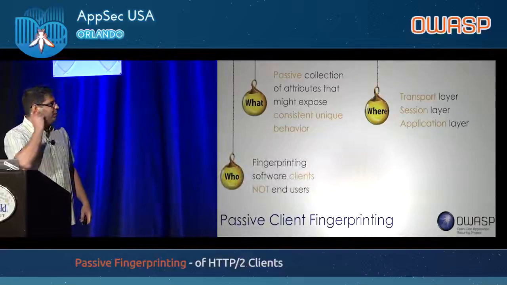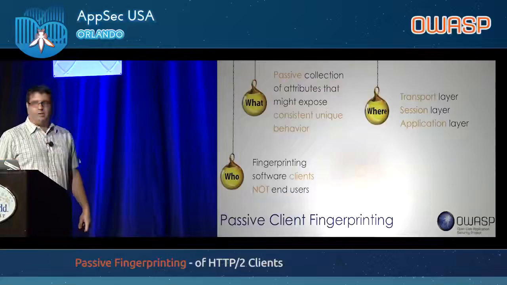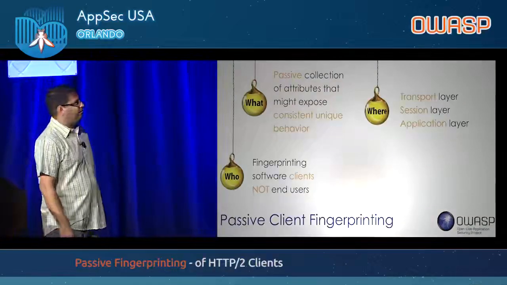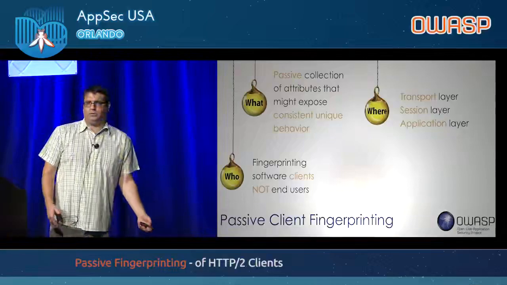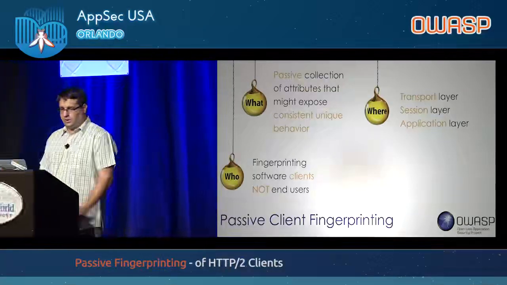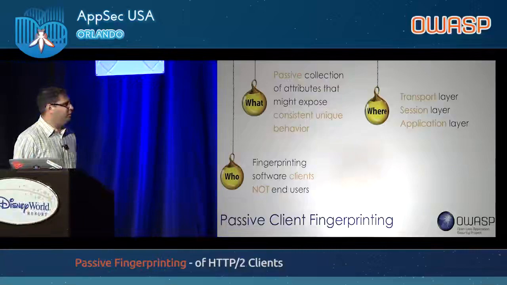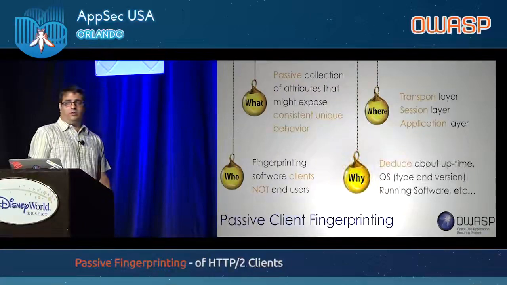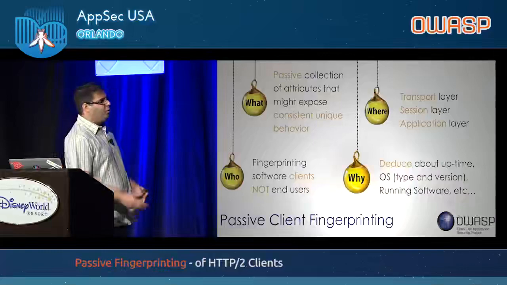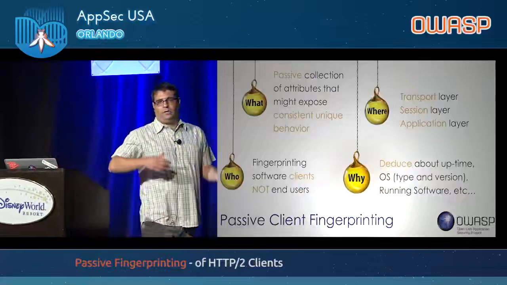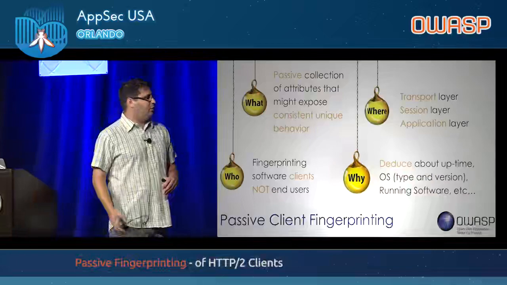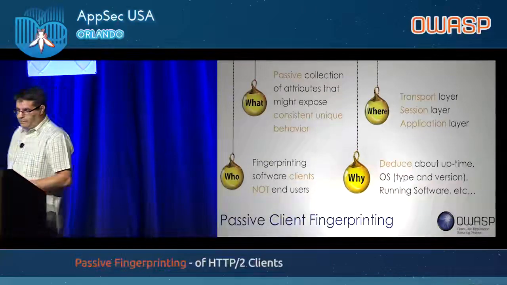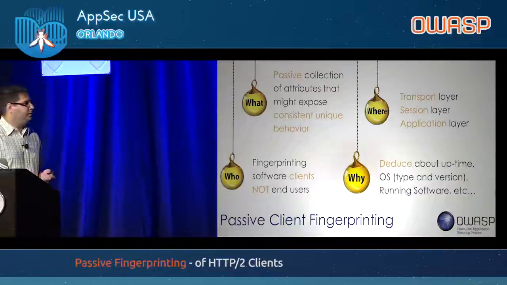One more important thing to make clear is that we are not trying to fingerprint end users. We are fingerprinting software clients. We have no visibility into who's using those clients, and we are not trying to determine that. What we are trying to do is deduce certain things about the client, like which OS type or version it's running, what the running software is. Sometimes we can get the uptime. All of that by passively observing the attributes it sends.